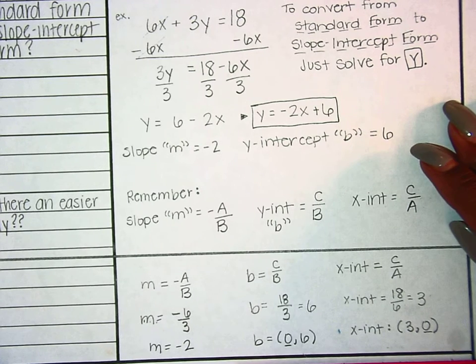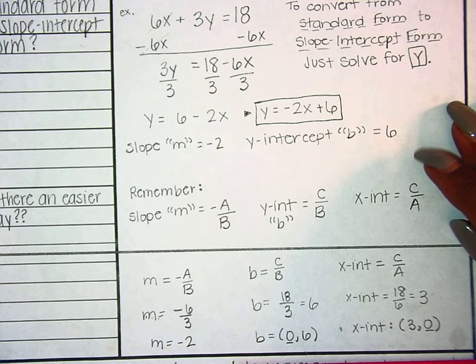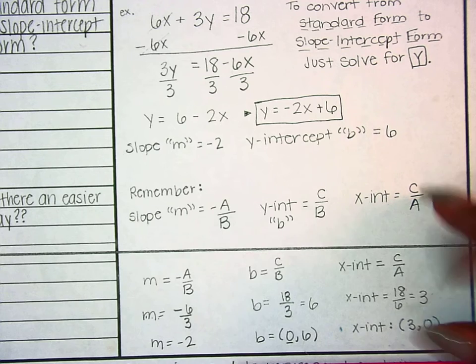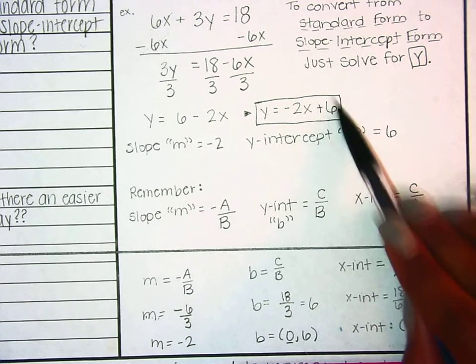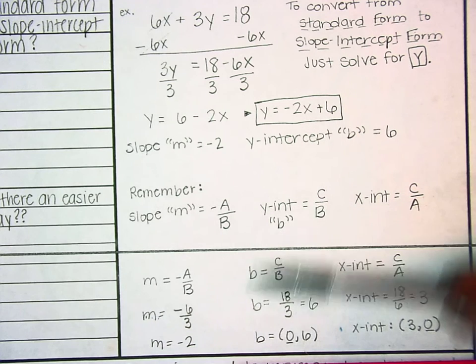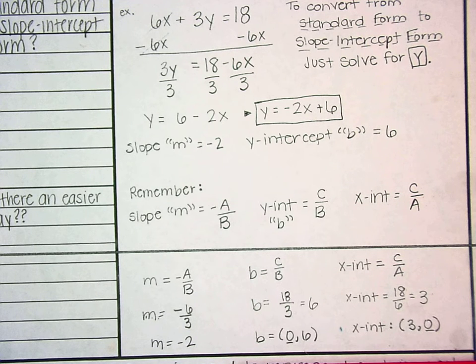Now, sometimes the tricks are more confusing than they are helpful. So it's just a way to check our answers. After we solve for y and we figure out what our slope and our intercept is, this is a quick way that we can use to just double check that our slope and our intercepts are correct.